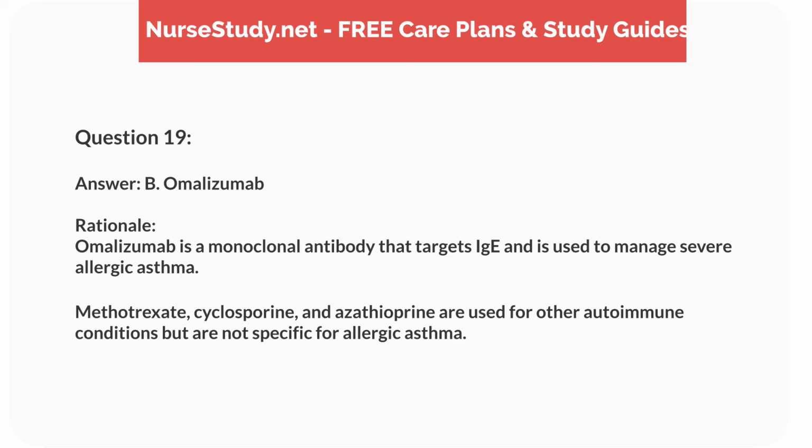Omalizumab. Rationale: omalizumab is a monoclonal antibody that targets IgE and is used to manage severe allergic asthma. Methotrexate, cyclosporin, and azathioprine are used for other autoimmune conditions, but are not specific for allergic asthma.